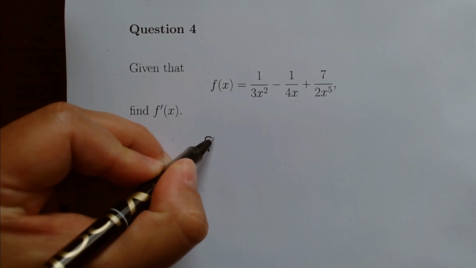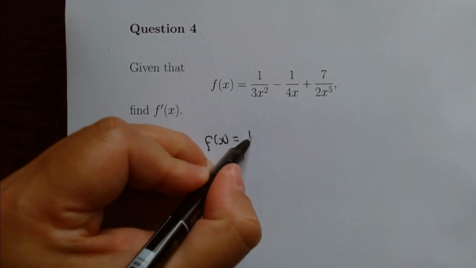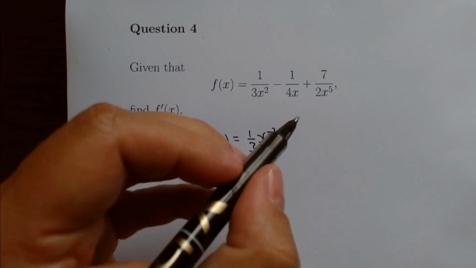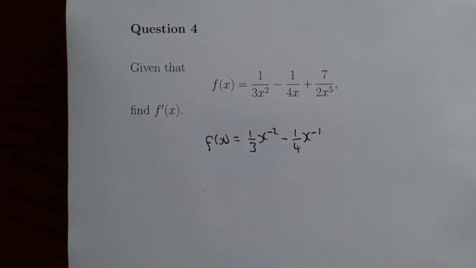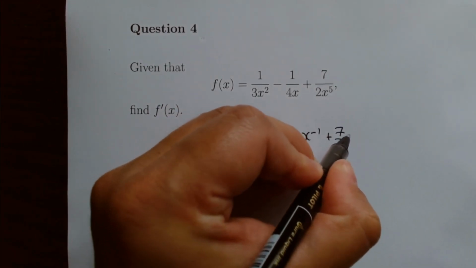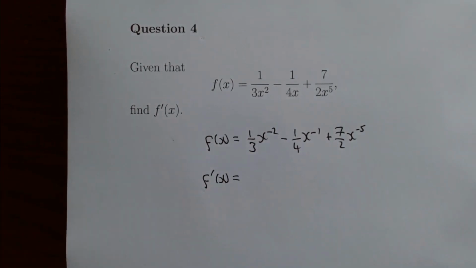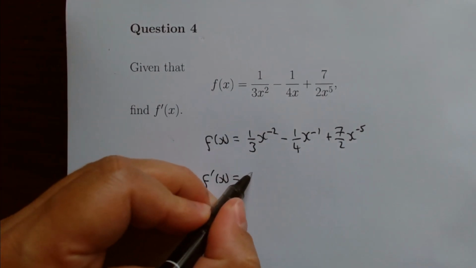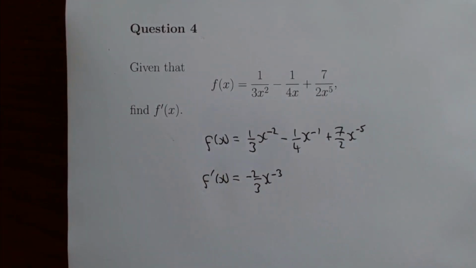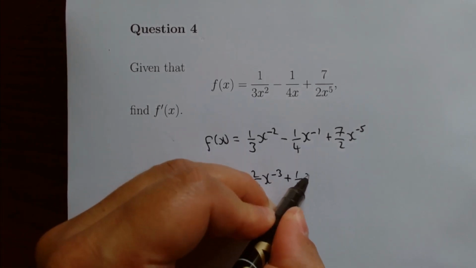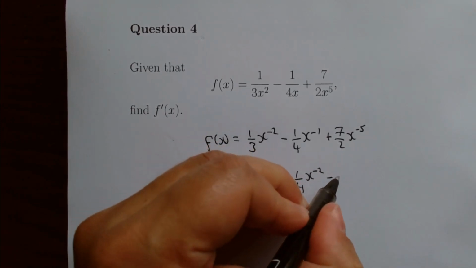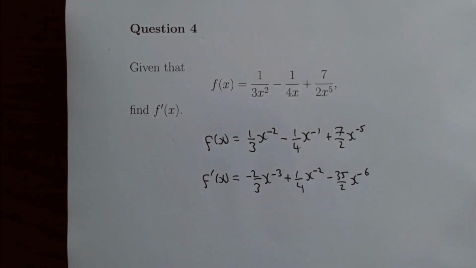Okay, for question number 4, we need to find f dash of x, and we begin by putting it in indice notation. So f of x is 1/3 x to the minus 2 minus 1/4 x to the minus 1 plus 7 over 2 x to the minus 5. And now we can differentiate. So f dash of x is minus 2 over 3 x to the minus 3 plus 1/4 x to the minus 2 minus 35 over 2 x to the minus 6.